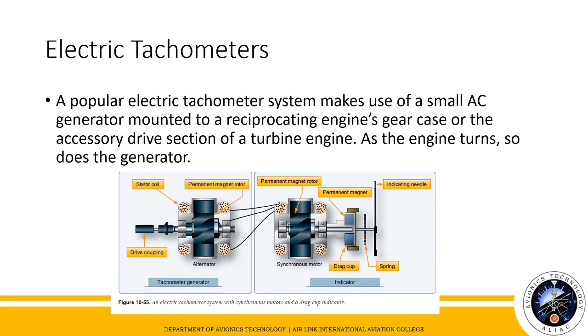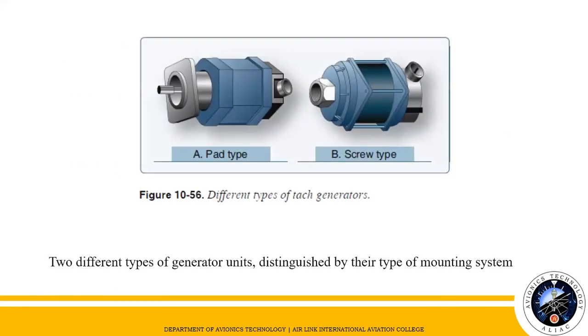So, a drag cup or a drag disc link, kung nakikita nyo yung drag cup dyan, is used to drive the indicator as in a mechanical tachometer. So, meron naman tayong 2 different types of generator units distinguished by their types of mounting system. So, yung mounting system, nakikita nyo, meron tayong pad type and screw type. So, yan yung kinakabit mismo dun sa may engine.